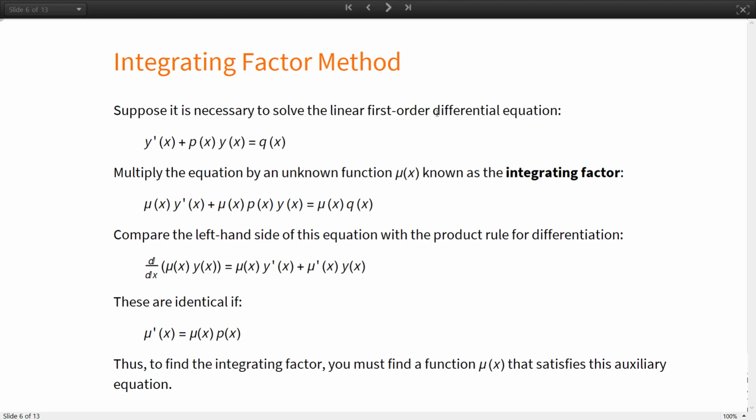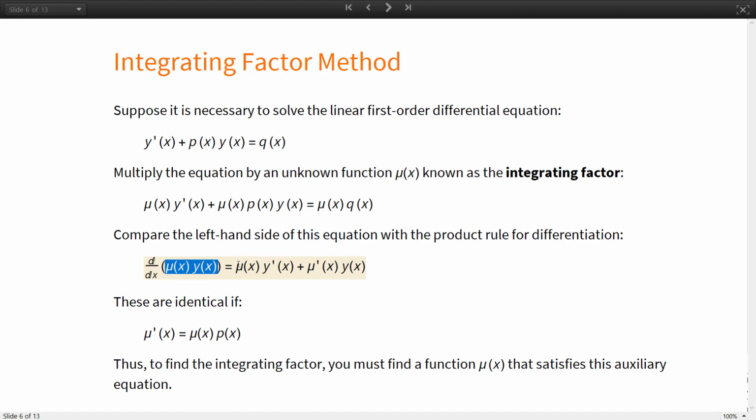Consider the general form for a linear first-order differential equation with non-constant coefficients. As a first step in solving this differential equation, multiply it by an unknown function mu of x, known as the integrating factor. Doing so puts the equation into this form. The point of multiplying by mu of x may not be obvious until we consider the derivative of mu of x times y of x using the product rule from calculus.